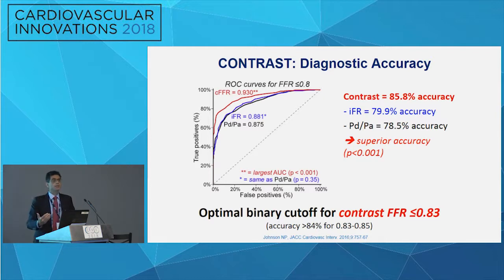If you do a resting index, IFR or DPR or PDPA, and then it's kind of borderline, one thing you could do without having to give adenosine would be to do contrast and then look at the contrast FFR, and then if it's 0.83 or less, then you're going to be ischemic with a fairly good correlation with the adenosine FFR. Does anyone do contrast FFR from the people here?